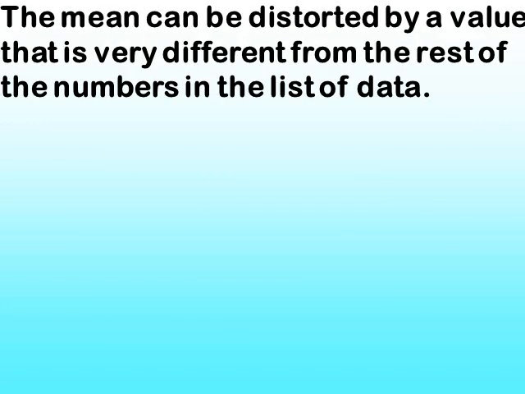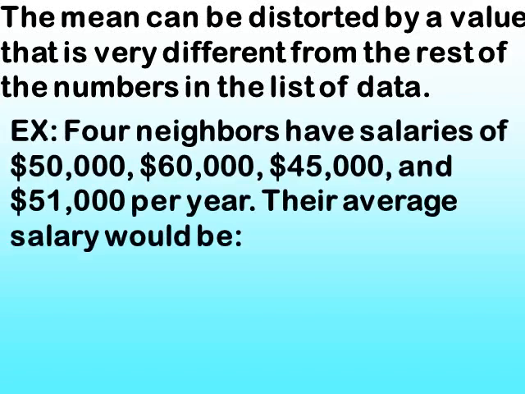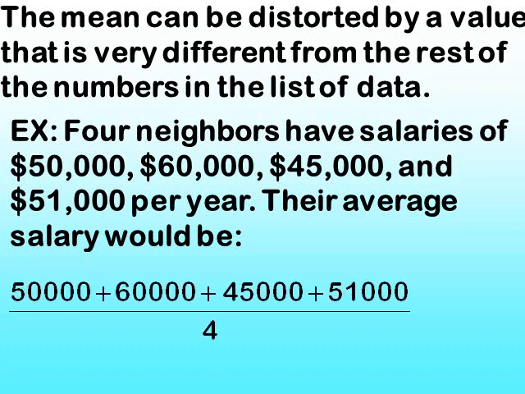The mean can be distorted by a value that is very different from the rest of the numbers in the list of data. For example, if 4 neighbors have salaries of $50,000, $60,000, $45,000, and $51,000 per year, what would their average salary be? Add them together, divide by how many you have, and the average salary would be $51,750.